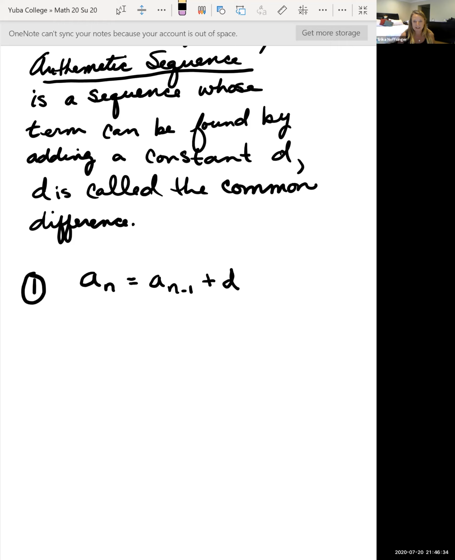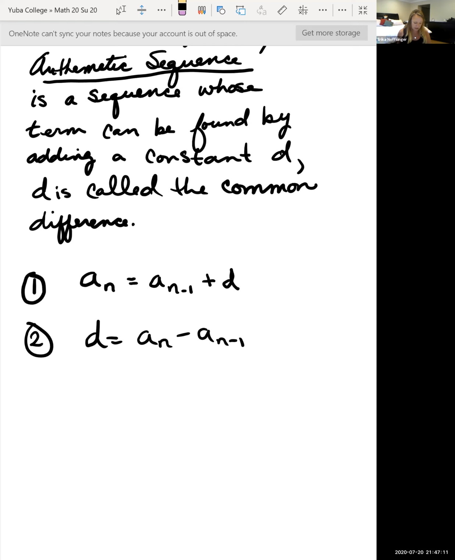Notice I can solve for d here. d is equal to, I can just subtract a sub n minus 1 on both sides. d is equal to a term minus the term right before it. In order to be arithmetic, this has to be the same number each time. If you took the 10th term minus the 9th term and you got some constant, but then you took the 5th term minus the 4th term and you got a different constant, then this was not an arithmetic sequence. Always has to be the same.